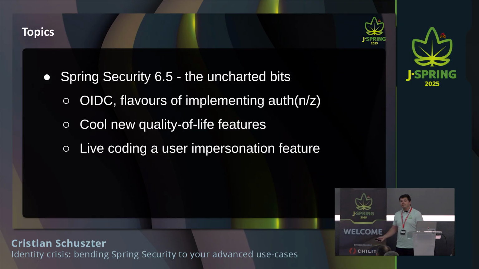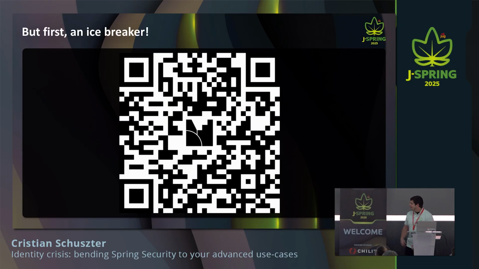A couple of new quality of life features, so basically stuff that you might want to be using in your Spring applications, but you don't know about them. And then something about a user impersonation service, right? So how would we go around implementing that using modern Spring Security features, okay? Now, first and foremost, I invite you to scan that QR code and to do a little icebreaker quiz to see how advanced you are in your Spring knowledge, because this is a Spring Security advanced course, right?